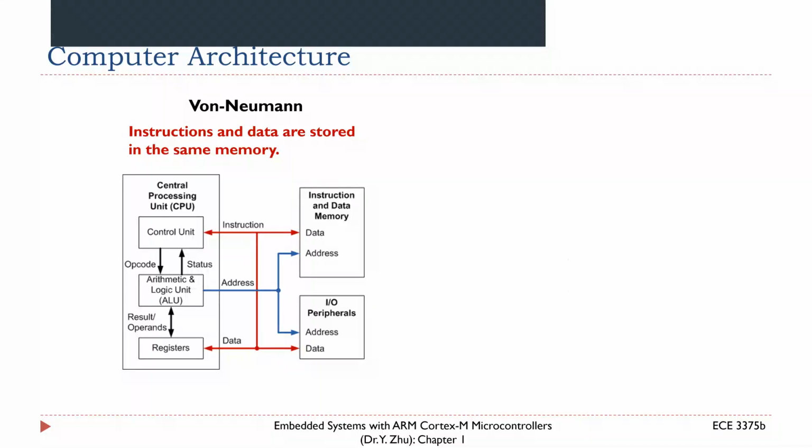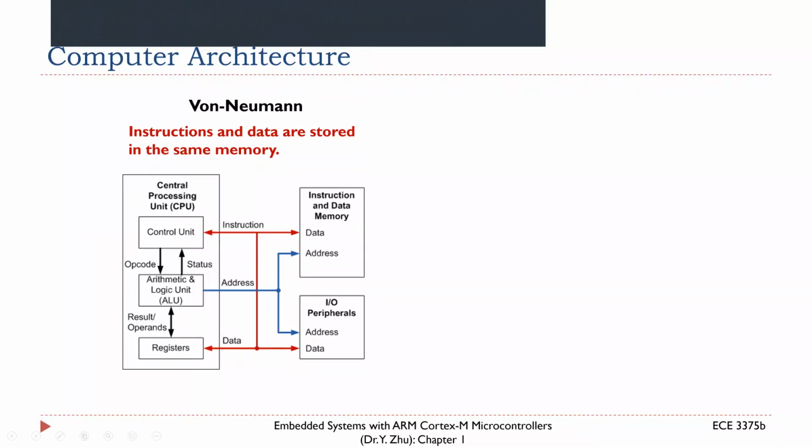Okay, so let's go into the details of the inside of the computer architecture. Let's talk about the von Neumann computer architecture. In the computer architecture shown here, the processor, or central processing unit, or CPU, has three main units. One is the control unit. The next one is the arithmetic logic unit, and the next one is the registers.